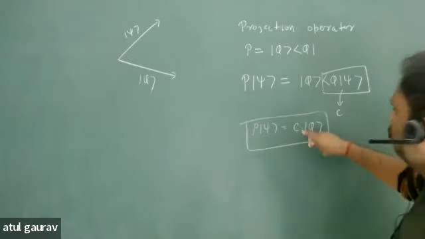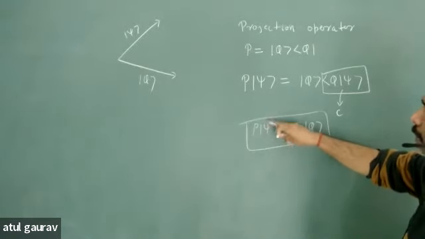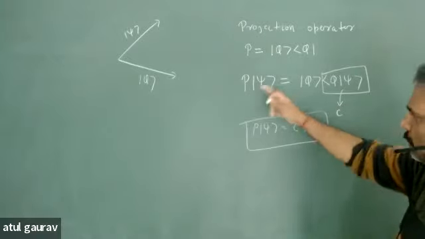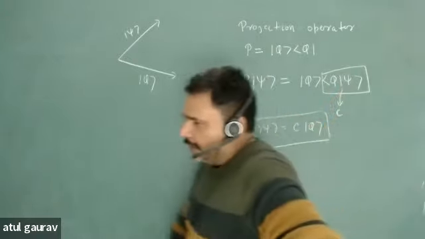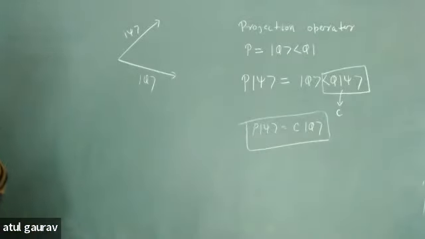So in which direction are you getting your vector after the projection? In phi direction. So this will act as a projection operator.